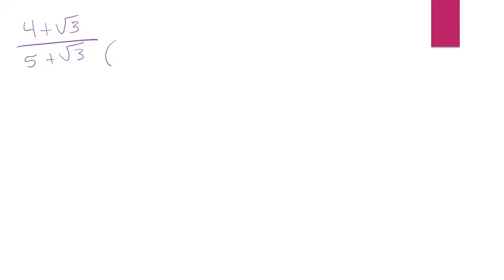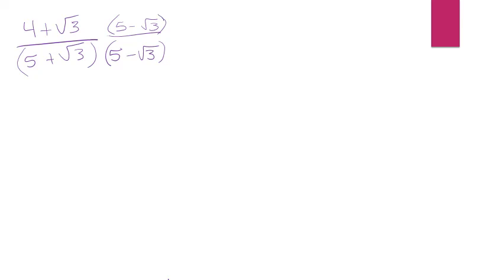And whatever we do on bottom, we have to do on top. So let's look at the conjugate of 5 plus the square root of 3. The conjugate is 5 minus the square root of 3. And we need to also multiply that on top, 5 minus the square root of 3.